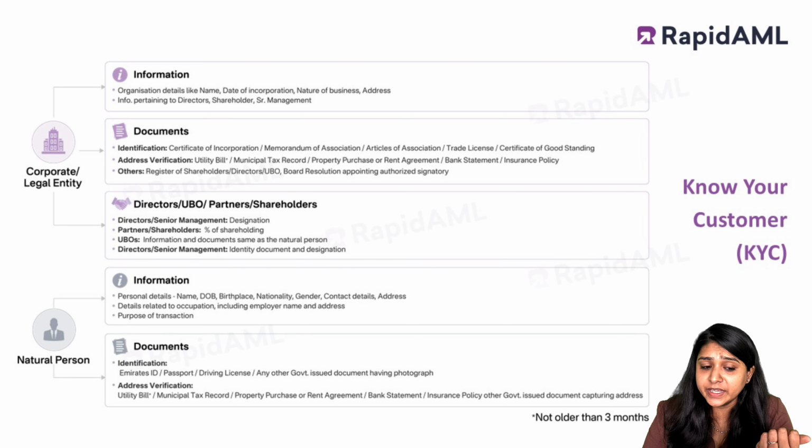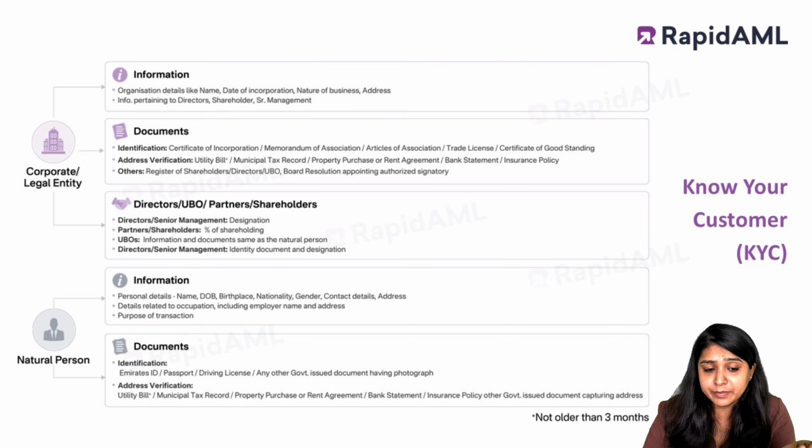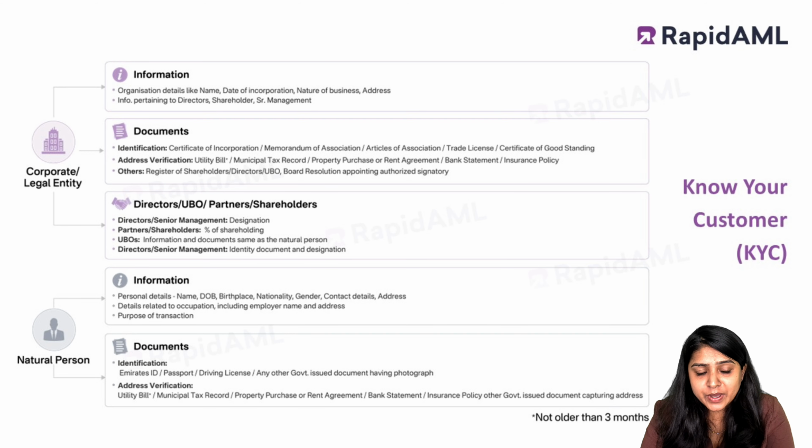For address verification, the possible options you have is a utility bill. If you are seeking a utility bill, it should not be older than 3 months. Municipal tax record, property purchase or rent agreement, bank statement, insurance policy. But again, we'll always suggest to go for a utility bill. The rest are the options you have, but you should stick to a utility bill as much as you can get it.